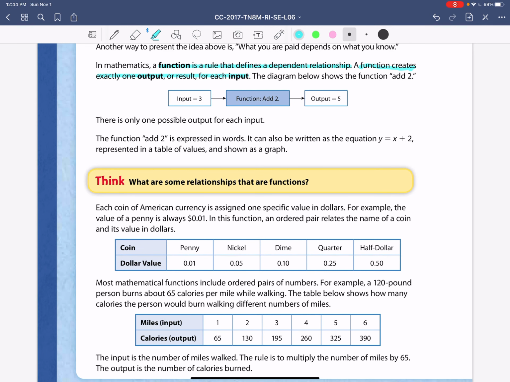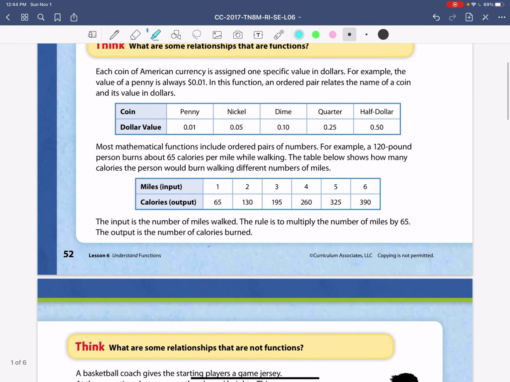Think. What are some relationships that are functions? Each coin of American currency is assigned one specific value in dollars. For example, the value of a penny is always 1 cent. In this function, an ordered pair relates the name of a coin and its value. So you have a penny is 1 cent, a nickel 5 cents, a dime 10 cents, a quarter 25 cents, a half dollar 50 cents. Most mathematical functions include ordered pairs of numbers.